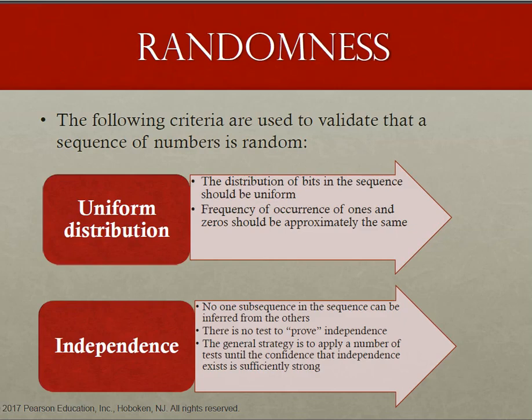So let's look at the criteria used to validate that a sequence of numbers is random. One is the uniform distribution. The distribution of bits in the sequence should be uniform. That is, the frequency of occurrence of ones and zeros should be approximately the same. That is the first one. And the second one is independence. No one subsequence in the sequence can be inferred from the others.